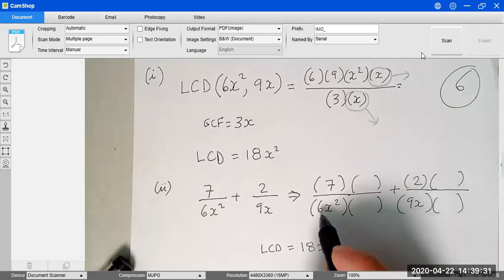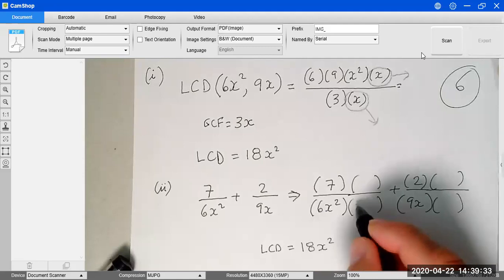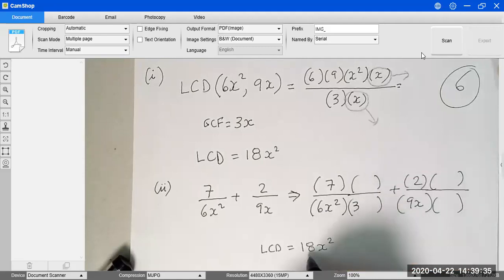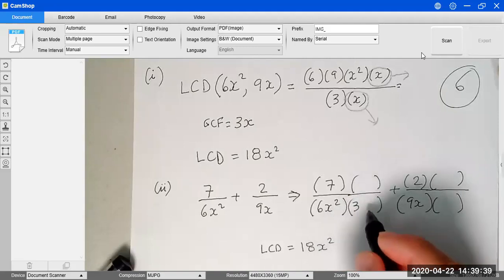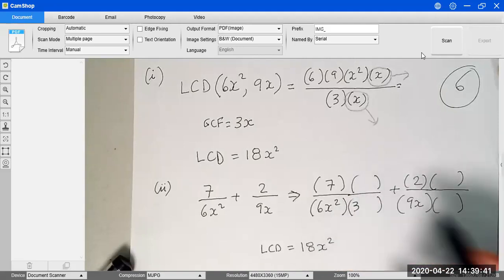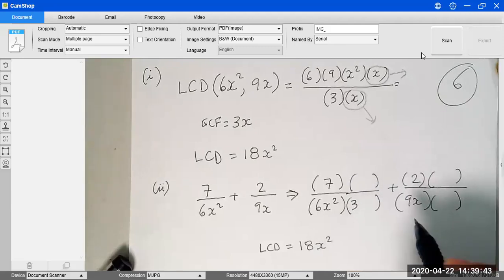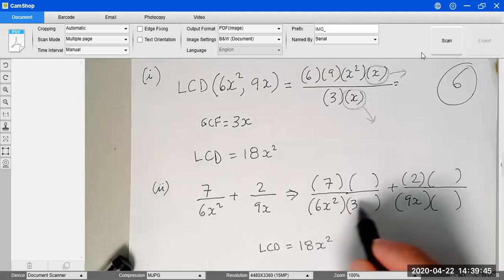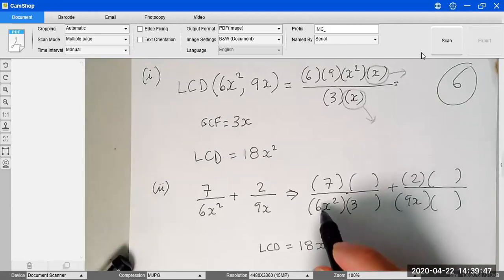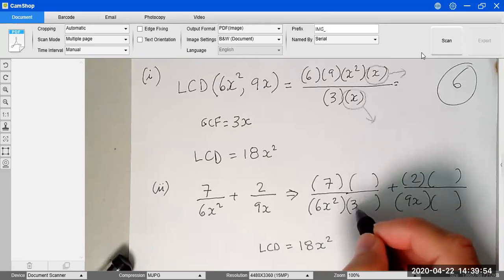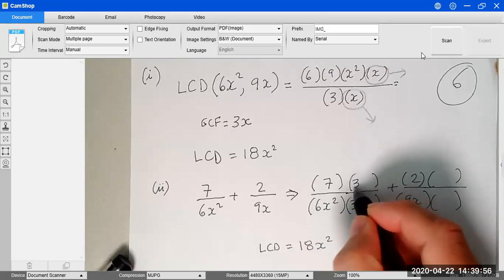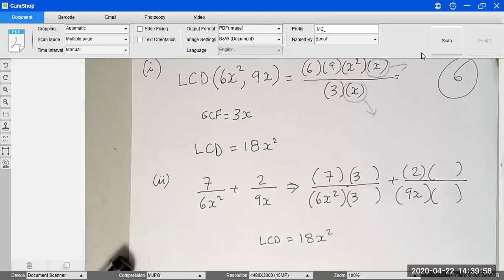So if I multiply 6 by 3, I get 18. If I multiply x squared by nothing, you get x squared. So the only factor I require here is to multiply 6x squared by 3 to get 18x squared. If I multiply the denominator by 3, I need to multiply the numerator by 3.